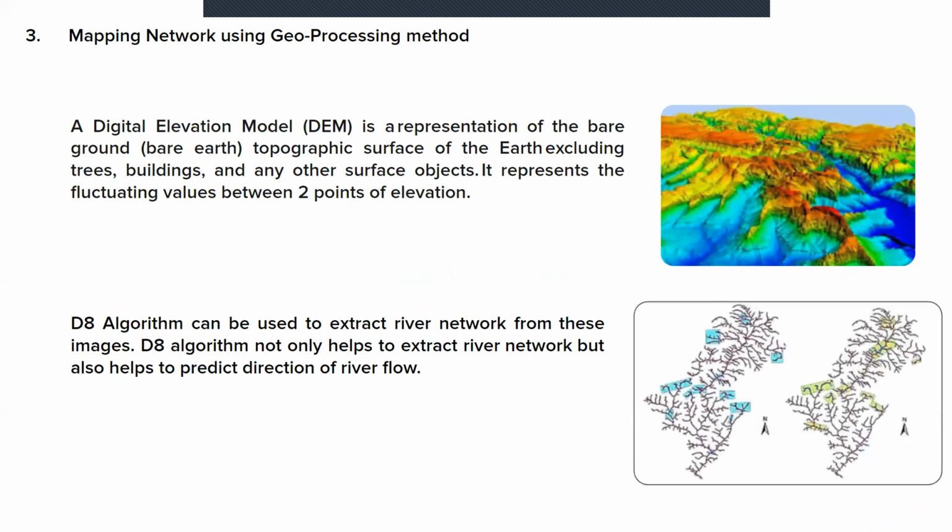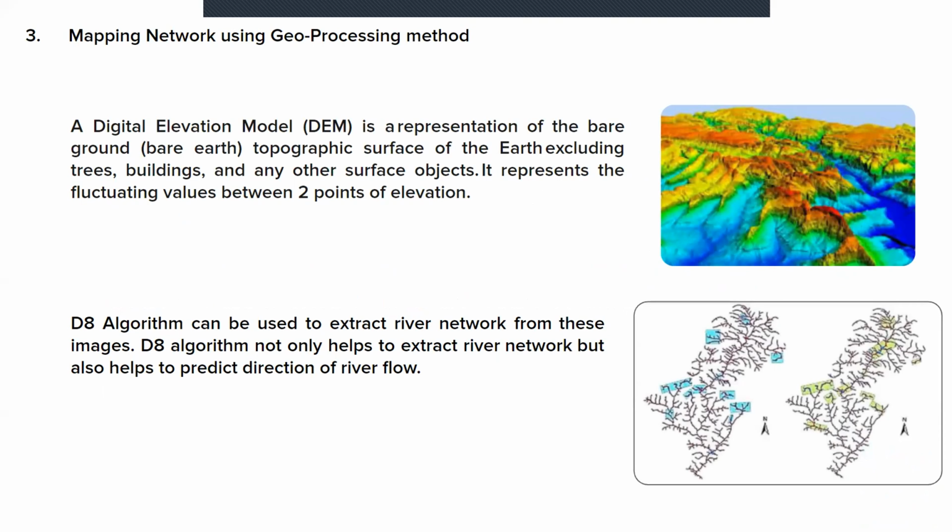As I said, the digital elevation model is a representation of the bare ground truth, that is the bare topographic surface of the earth, excluding trees and buildings. So basically, it represents the fluctuation between two points of elevation, that is the altitude and the ground truth, which is the zeroth level, the base level of the surface itself.